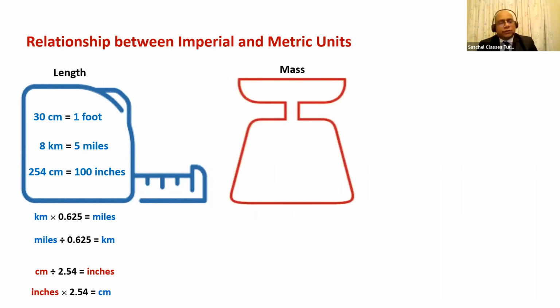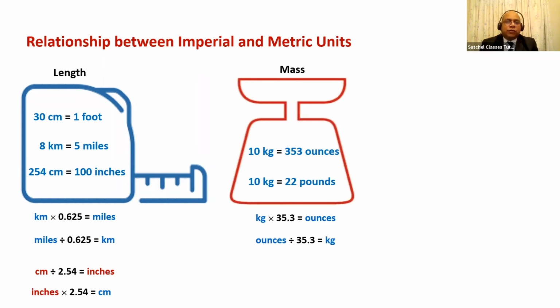Let's come to metric to imperial units of mass. 10 kilograms equals 353 ounces. 10 kilograms is also equal to 22 pounds in terms of mass. So to go from kilograms to ounces, you need to multiply by 35.3. And to convert from ounces to kilograms, you need to divide by 35.3. Likewise, to convert from kilograms to pounds, you need to multiply by 2.2. And to convert from pounds to kilograms, you need to divide by 2.2.